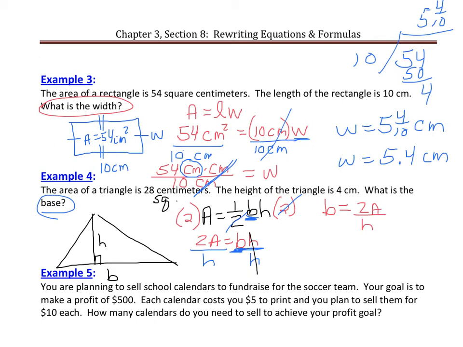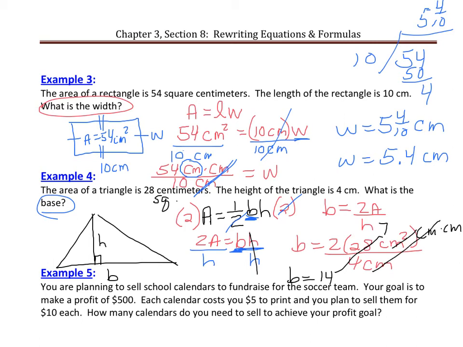Now let's substitute in. The base equals 2 times 28 square centimeters divided by the height, which is 4 centimeters. What do we have here? Well, instead of multiplying 2 by 28, let's just simplify. 28 divided by 4 is 7. So our base equals 14, and again, square centimeters, I can rewrite it as centimeters times centimeters up here, so we're going to end up with cancel. The base has got to be 14 centimeters.